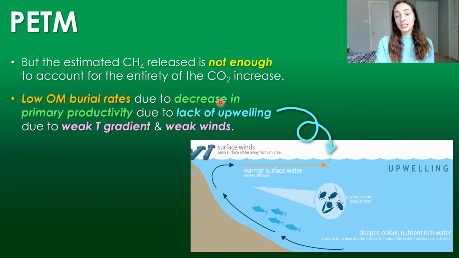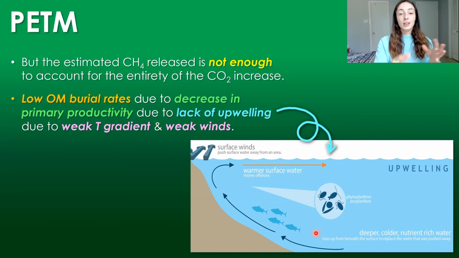And why were there low organic carbon burial rates? Well, because there was a decrease in primary productivity due to the lack of upwelling, due to the weak temperature gradient and weak winds during this time. What do I mean? When there are warmer polar regions, like I mentioned, the temperature gradient from equator to poles is weaker, and due to this, winds are weaker. And when you have weaker surface winds, you don't have what's called upwelling.